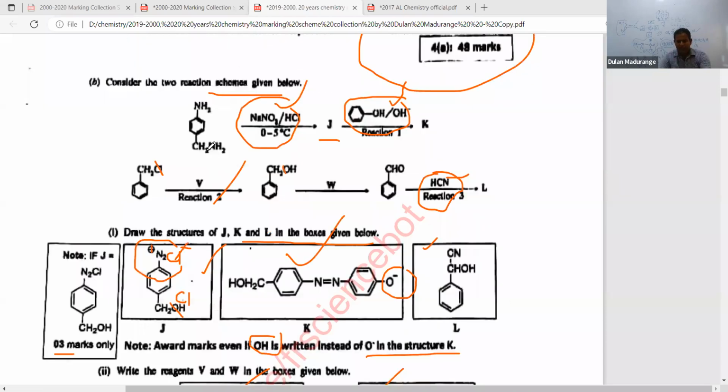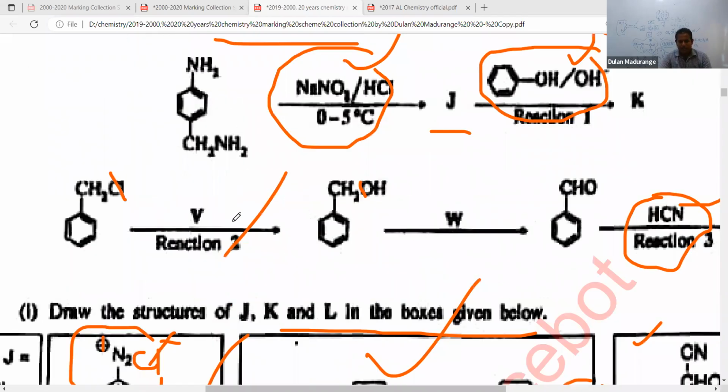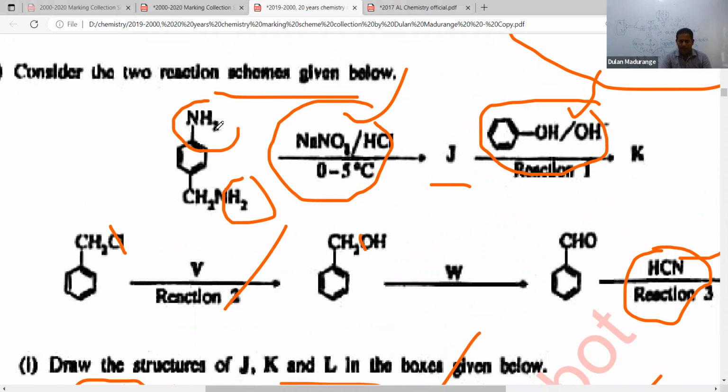Now in this structure we have NH2 with CH2 NH2. So then when you are adding NaNO2 and HCl at 0 to 5 Celsius, you know this NH2 is converted to OH.